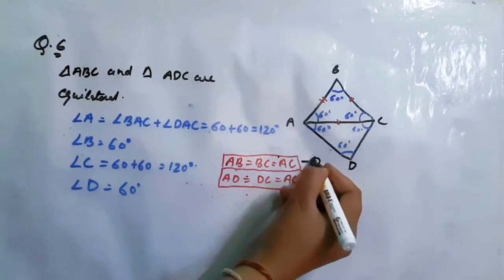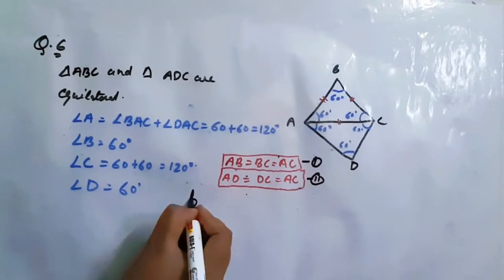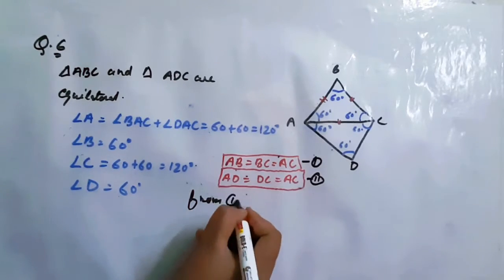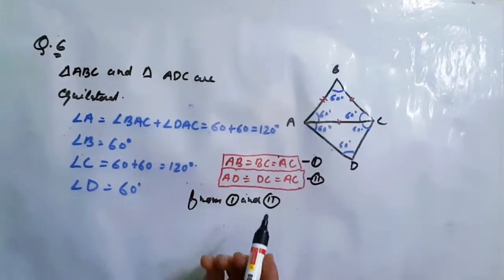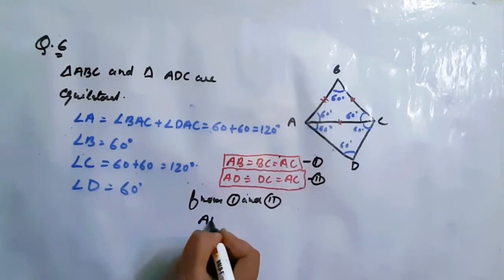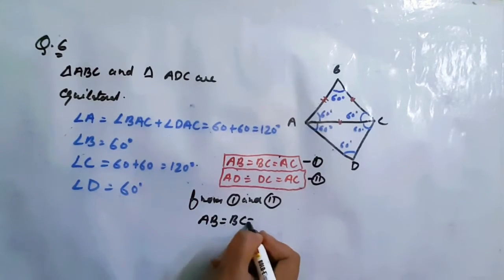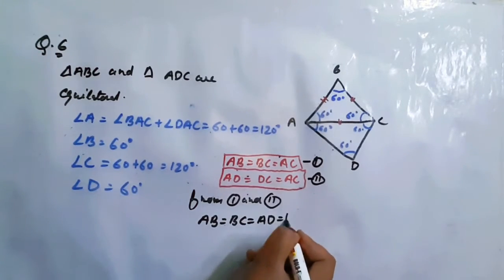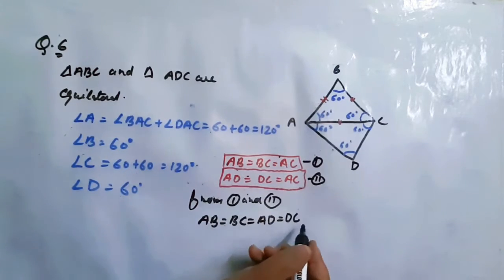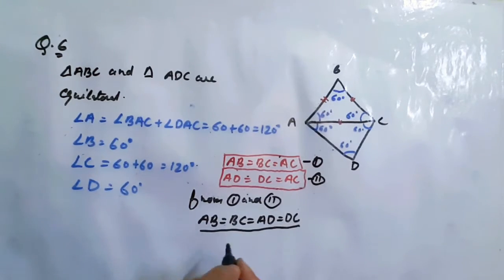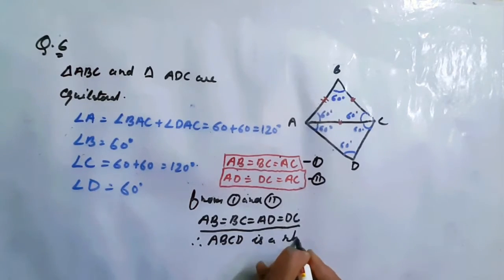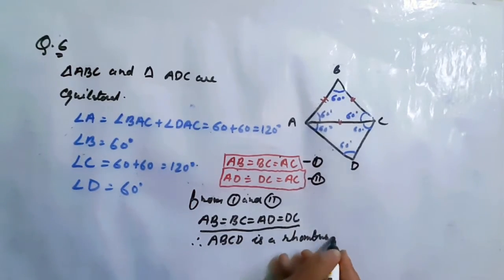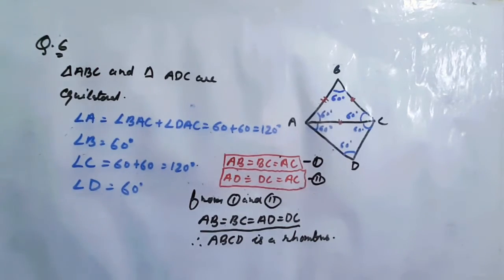So name it condition 1, this condition 2, and from 1 and 2 you can say that all sides of quadrilateral ABCD, that is AB equals BC equals AD equals DC, are equal. If all sides are equal, then therefore ABCD is a rhombus. ABCD is a rhombus. Hence this is your required answer.